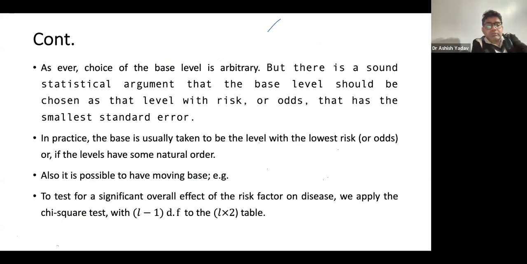The choice of the base level is arbitrary, but there is a statistical argument that the base level should be chosen as the level with risk or odds that has the smallest standard error. So if your science tells you, if you know the problem, and you choose a particular group as a base level, it's okay. But if you have no idea which level should be considered as the base level, then the group with the smallest standard error should be chosen as the base level, and compared to it, you can calculate the risk in the other groups.